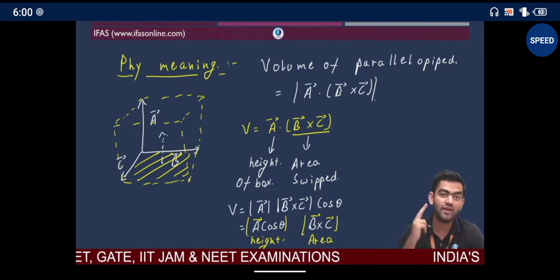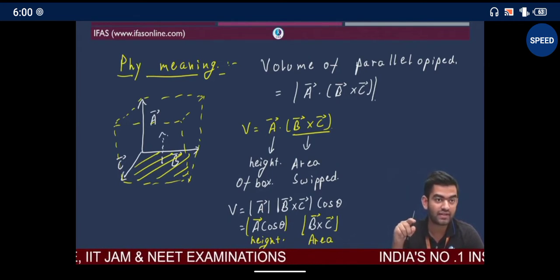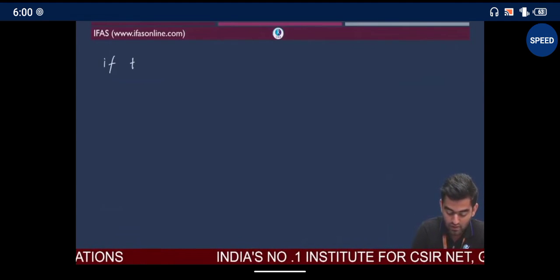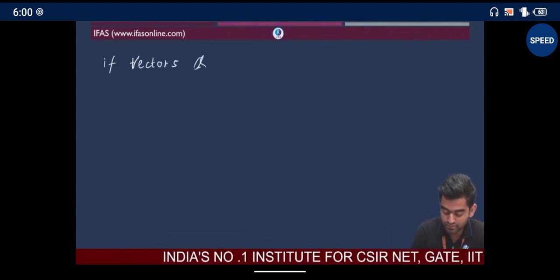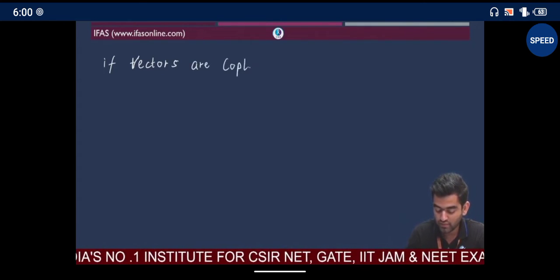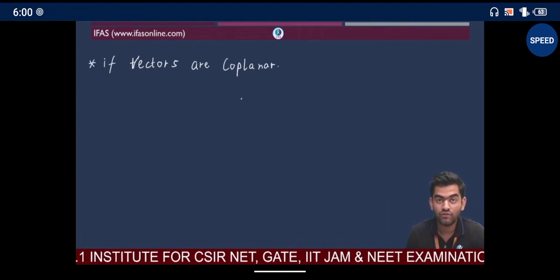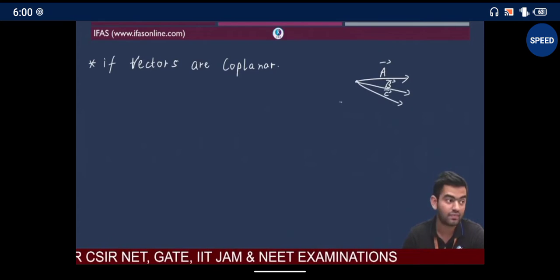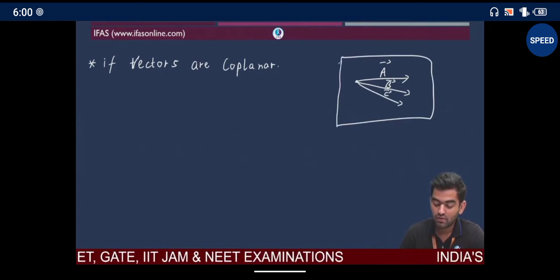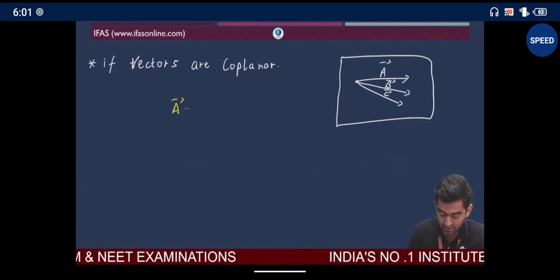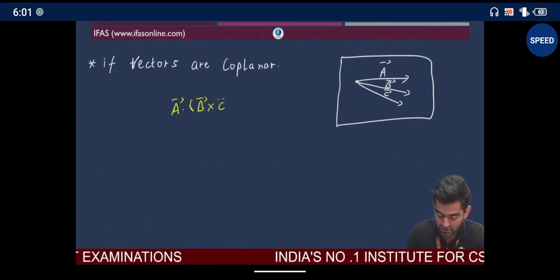As we have used earlier, the cross product of vectors can be used to check whether two vectors are collinear or not. This is also used to check whether vectors are coplanar or not. If the vectors are coplanar, that means the A vector, the B vector and the C vector are all in the same plane, then there will not be any volume occupied by this parallelepiped. So I can state that A vector dot B cross C vector equals 0.